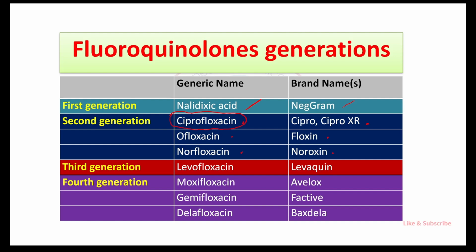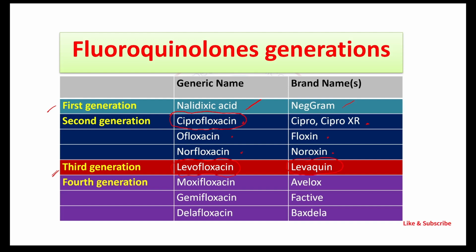Moving to the third generation. Third generation fluoroquinolones, we have levofloxacin, only one medication. So third generation, one medication. First generation, one medication. We need to remember that. For first generation, we have nalidixic acid. Third generation, we have levofloxacin, brand name Levaquin.